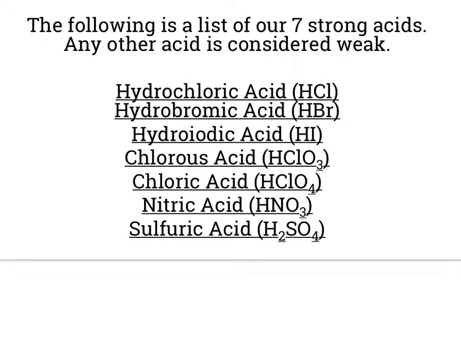Now the following is a list of our 7 strong acids. Any other acid is actually going to be considered weak. Most compounds that start with an H are going to be some kind of an acid. So if they start with an H and it's not one of these, it's a weak acid. If it is one of these, it's a strong acid. And yes, by the way, you will have to memorize these. Start now, get some flashcards.